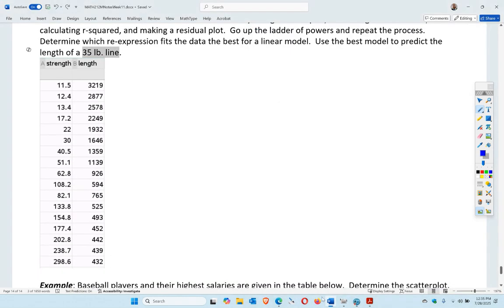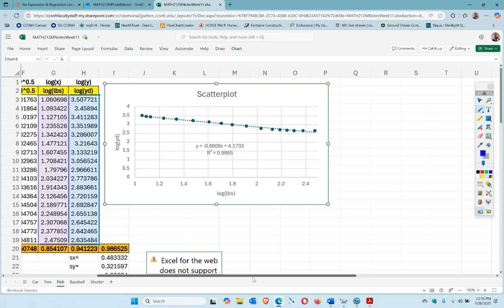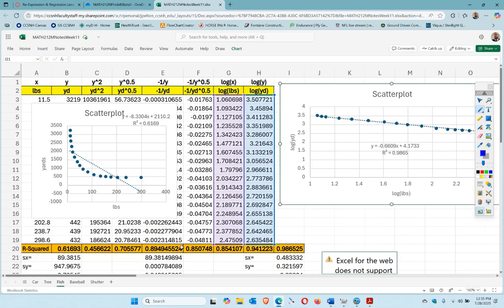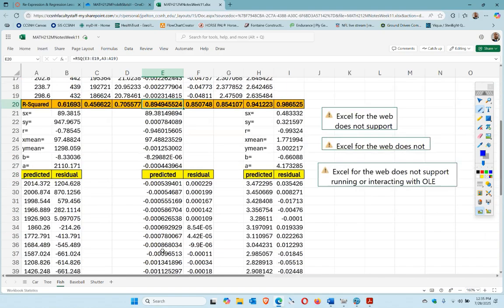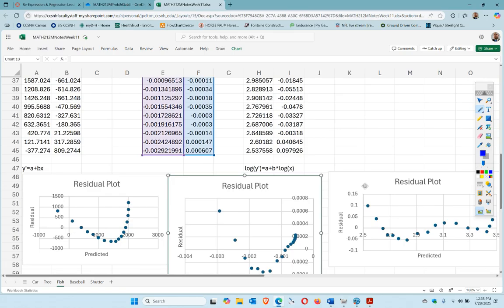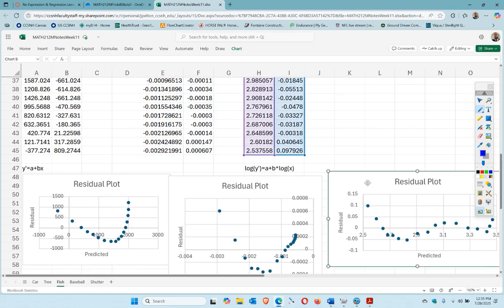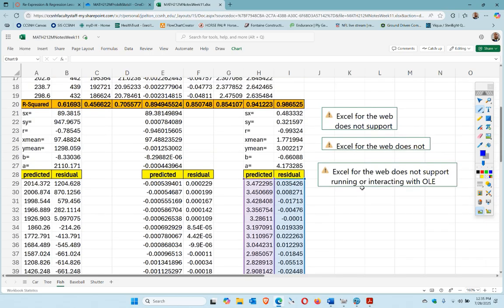So even though I did many re-expressions here, kind of using that guide, trying to figure out what the best one is, again, don't necessarily go by the r-squared because you have to also check the residual plots to make sure they're linear. It still failed, so I shouldn't use that model. Okay, let's look at the baseball one.